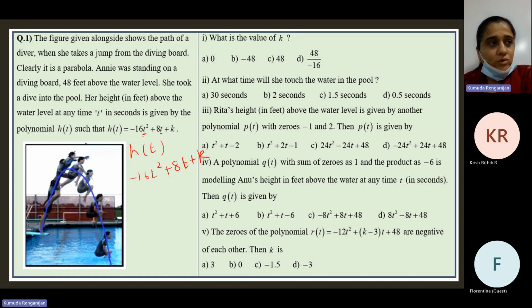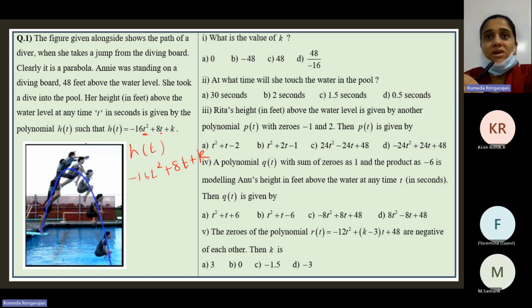Now, when you substitute different values for t, you get a value for the polynomial, right? That value represents the height of the diver above the surface of the water. See, when you give a value, you get a value, right? So what does the value you input represent? What does the output value represent? When you substitute some value for t, you get a new value. So what do we understand from these two values?